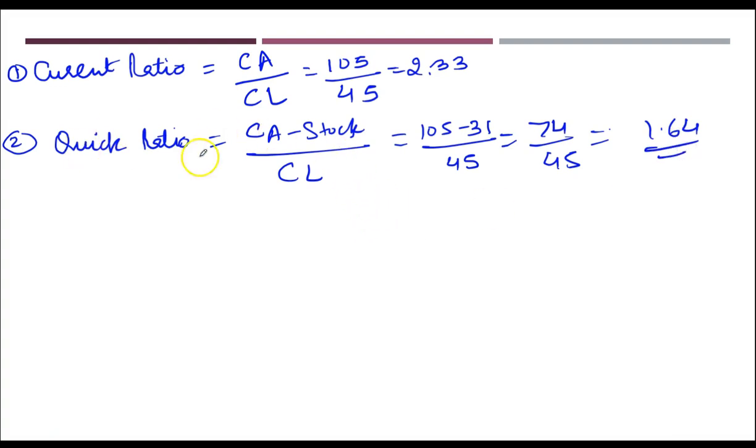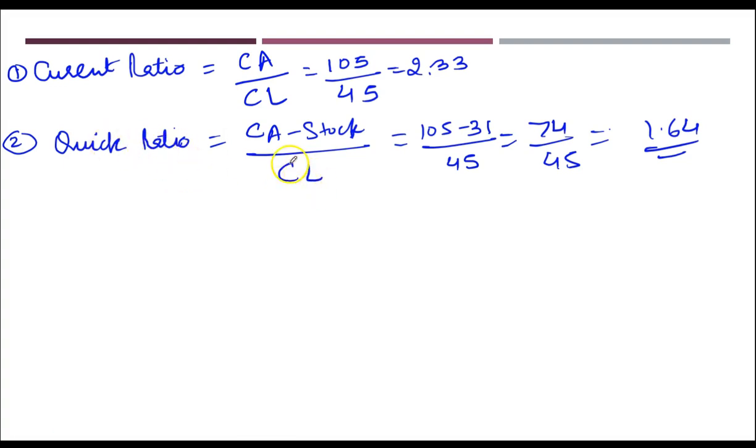1.64. अब देखिए, करंट रेशियो की हमने बात की थी, तो हमने किया था करंट एसेट को डिवाइड करंट लाइबिलिटी से, और सारी चीज़ें समेशन करके हमारे पास सिंपली वैल्यू आ गई 2.33. क्विक रेशियो में हमने करंट एसेट्स में से स्टॉक्स या इन्वेंट्री की वैल्यू सब्ट्रैक्ट कर दी, और डिवाइड कर दिया करंट लाइबिलिटीज से.